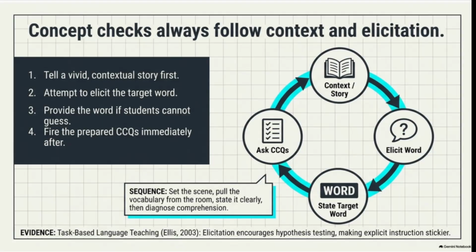Then ask questions that encourage students to produce the target word. How do you feel? If students know the word, they may say, embarrassed. If they don't, provide it. Embarrassed. Then immediately check the meaning. Are you comfortable? No. Are you worried about what people think? Yes. This creates a natural progression.